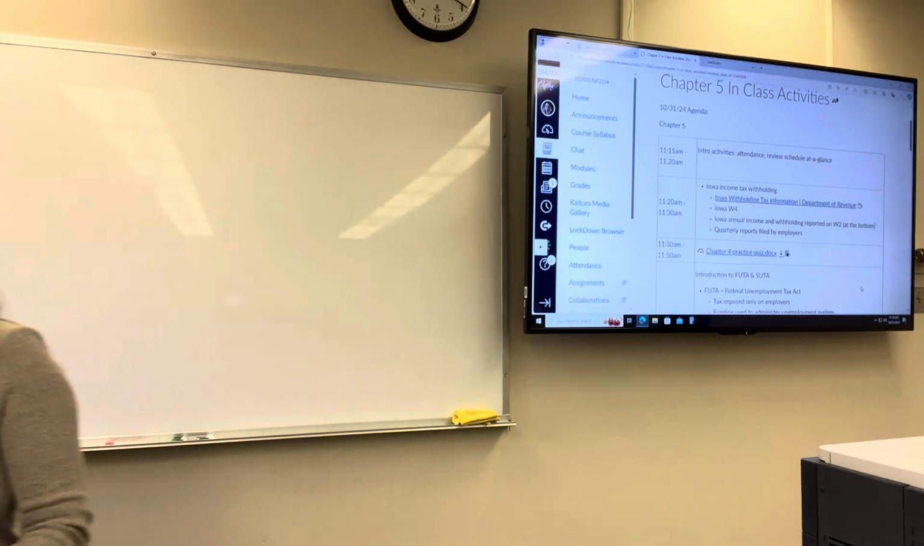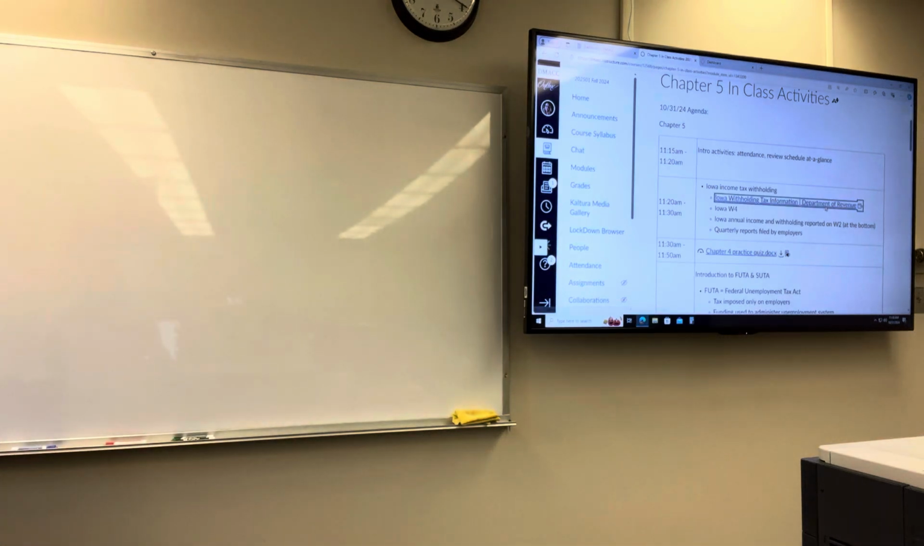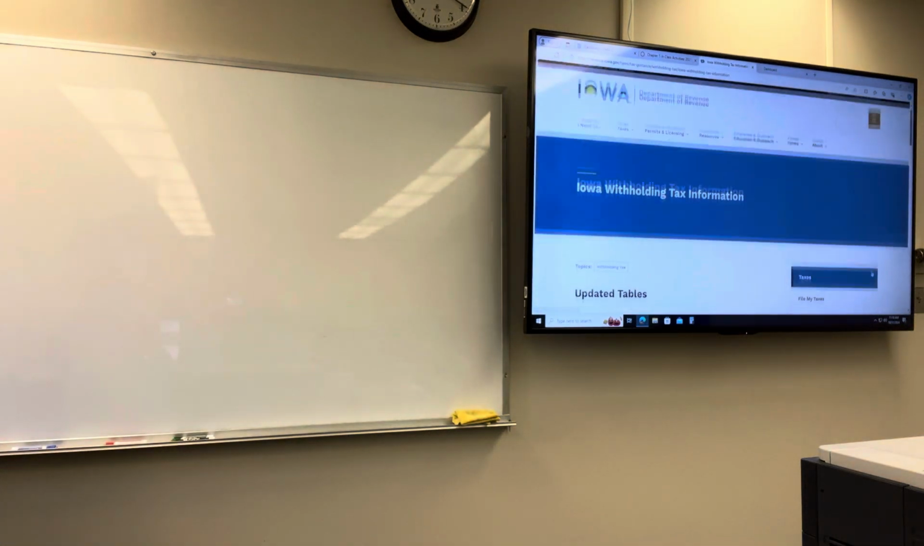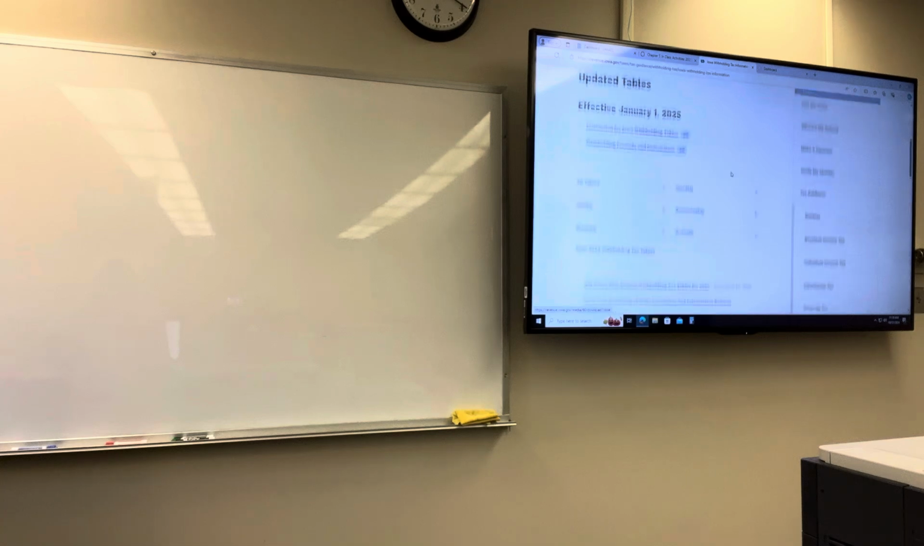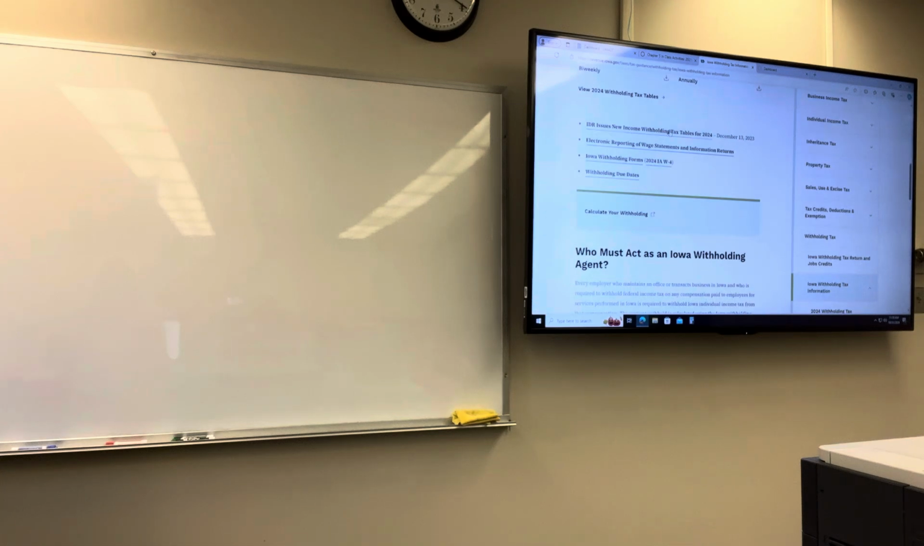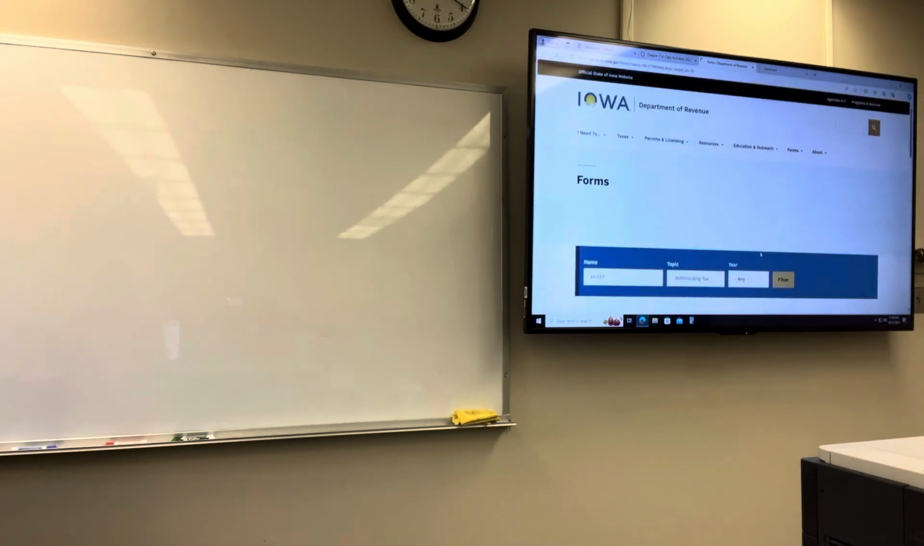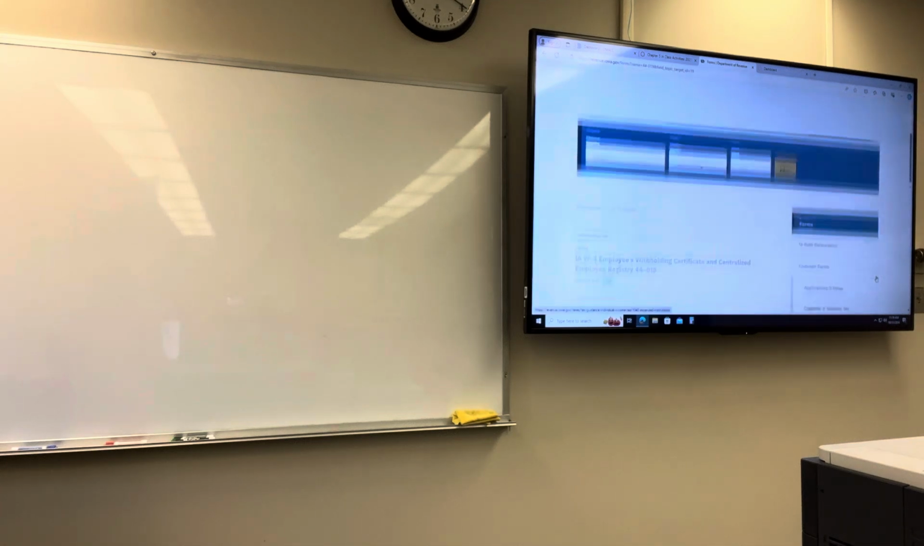So for Iowa, I have a link in here to the Department of Revenue site. Now this is for 2025. They're looking into the future. Here, we'll at least look at 2024. Actually, first, let's look at the W-4 form, because Iowa has its own W-4 form.